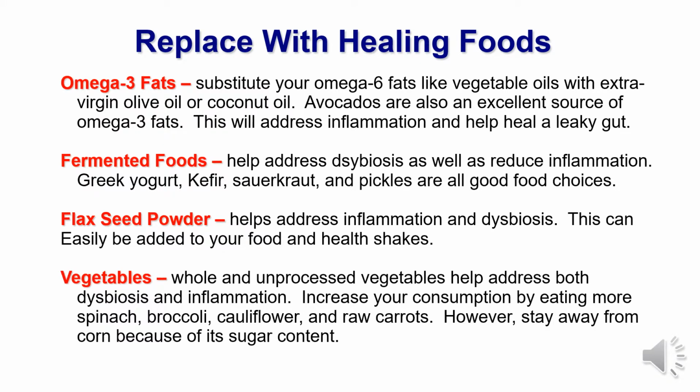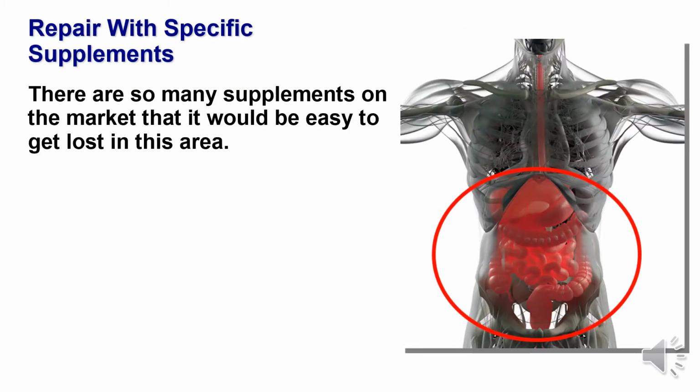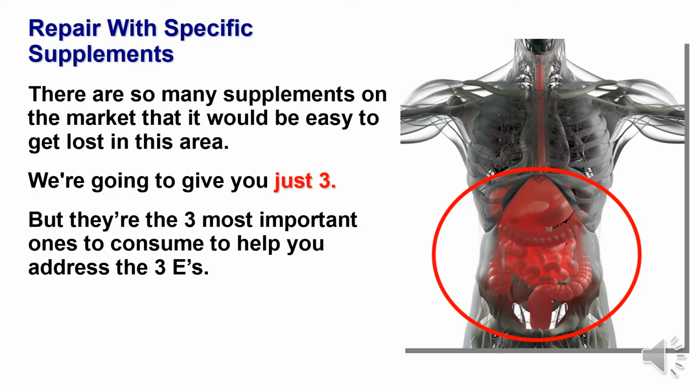And vegetables, whole and unprocessed vegetables, help address both dysbiosis and inflammation. Increase your consumption by eating more spinach, broccoli, cauliflower, and raw carrots. However, stay away from corn because of its sugar content. And next, repair with specific supplements. There are so many supplements on the market that it would be easy to get lost in this area. So we're going to give you just 3. But they're the 3 most important ones to consume to help you address the 3 E's.